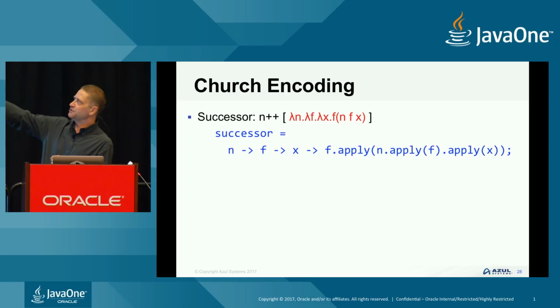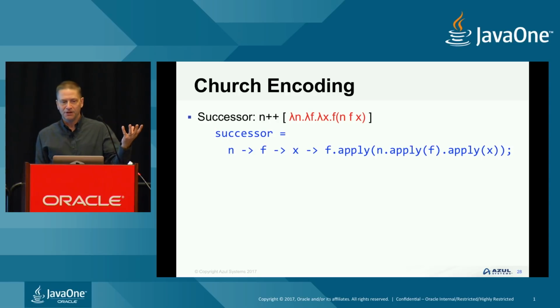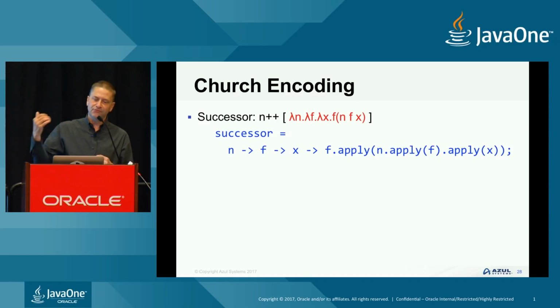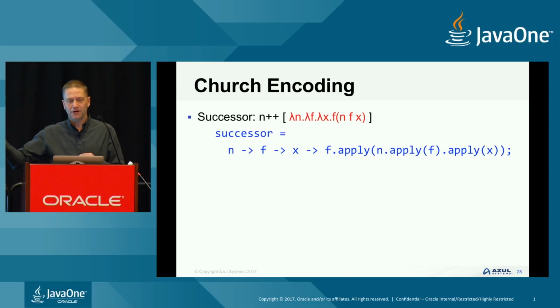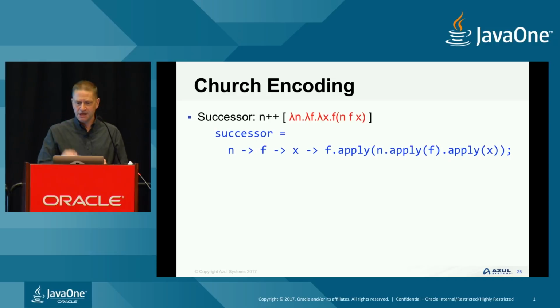So the lambda notation shows that it's that way, and in terms of a successor lambda expression, we end up with n, which is our number, and then we want to apply the function f to that one more time, so we get f.apply of n.apply of f.apply of x. Okay, so the successor is fairly straightforward. We simply want to apply that function one more time.